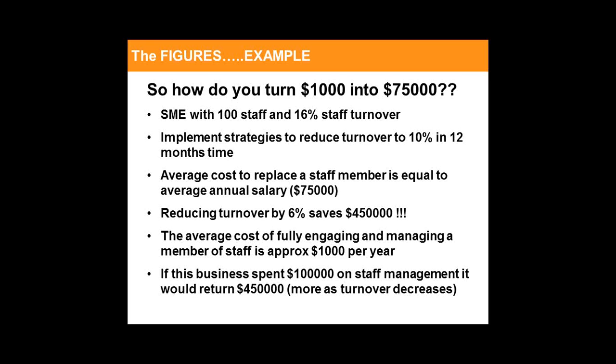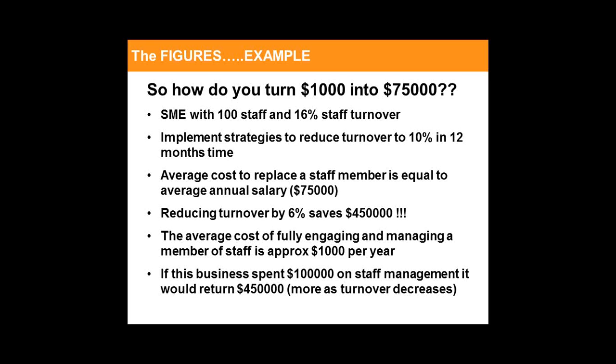By reducing that turnover by 6%, that business will actually save $450,000 a year just by reducing the staff turnover by 6%. So what we're saying there is that if you spend $1,000 a year on each of your staff to keep them on board, you will increase engagement, increase loyalty, and many more of them won't leave as much as have been leaving previously.